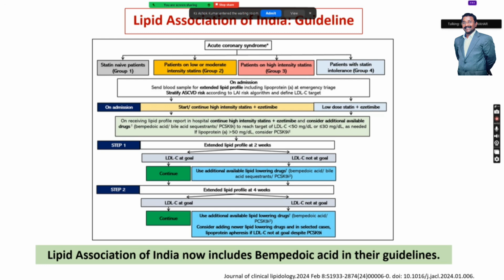See, when you use the PCSK9 inhibitors, when you are sending the lipoprotein little a on day 1 on the admission of this case, if it turns out to be more than 50, then consider the PCSK9 inhibitors along with your high intensity statins and ezetimibe.